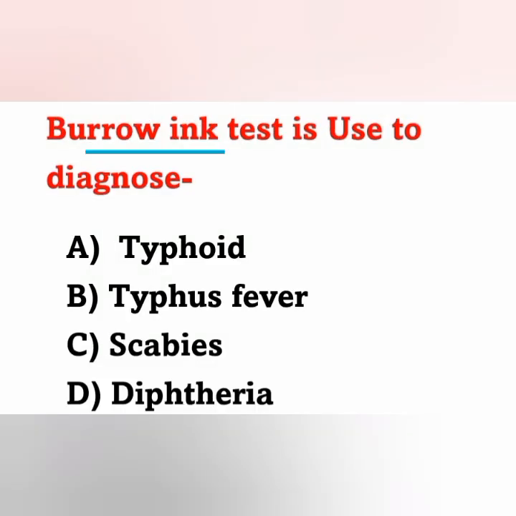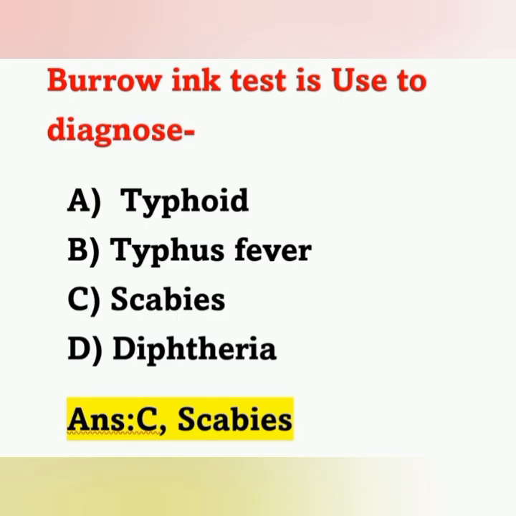Burrow ink test is used to diagnose which condition? Options: Option A, typhoid. Option B, typhus fever. Option C, scabies. Option D, diphtheria. Burrow ink test is used to diagnose scabies. Here option C is the correct answer.